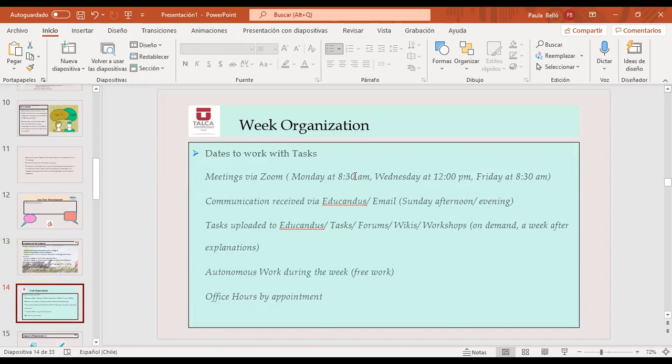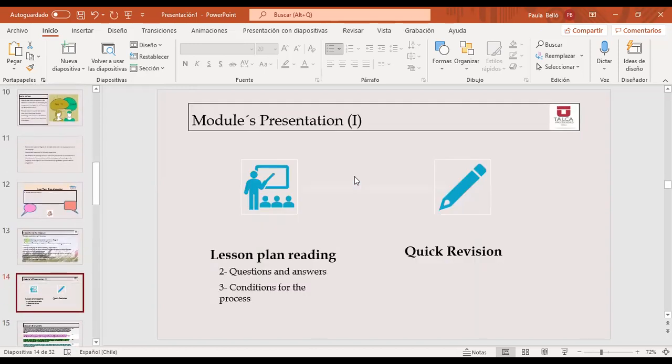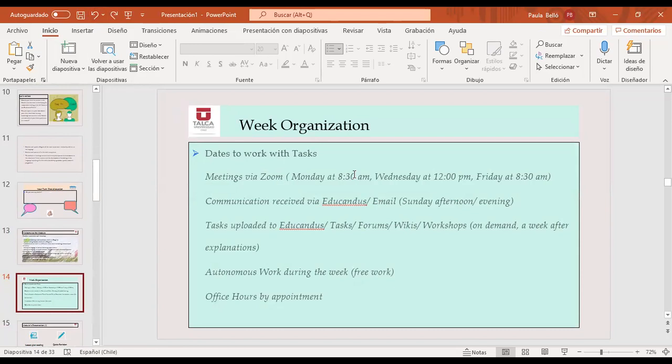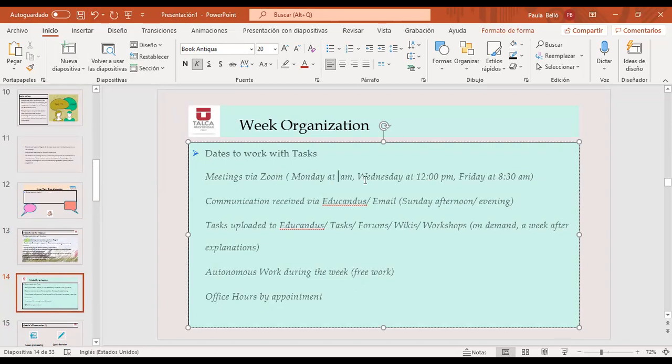Will we meet at 9 a.m. every Monday and each Friday? Yes, exactly. But we will be working the 3 hours until 12, let's say, okay? With some 10 minutes in the middle for a break when we work in groups.